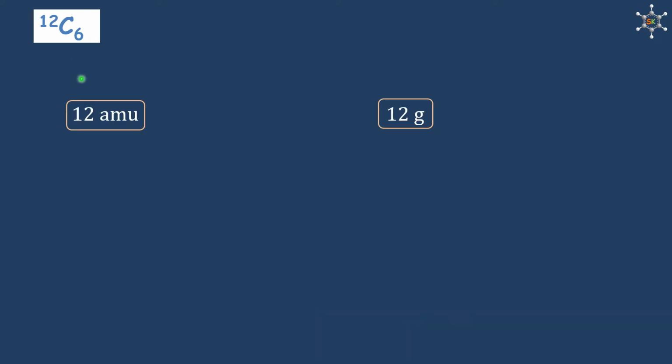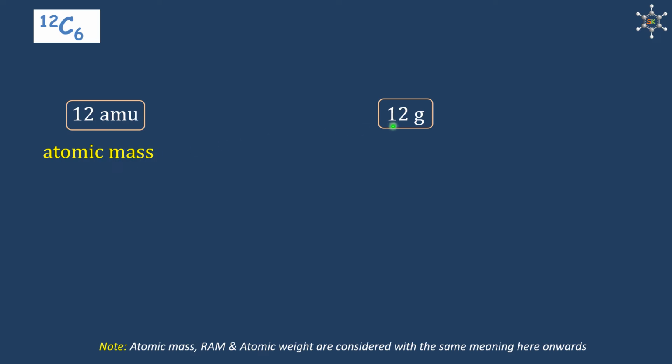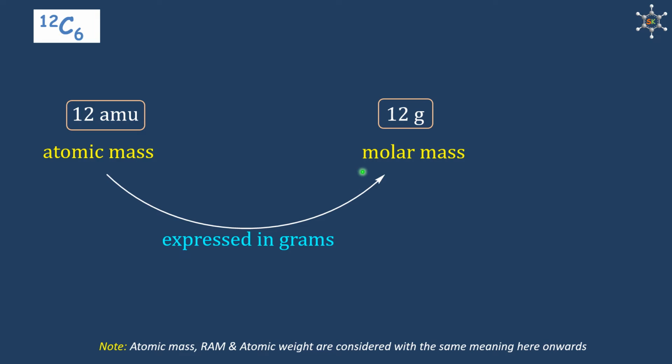For carbon-12, 12 AMU is the mass of one atom of carbon-12, that is atomic mass. 12 gram is the mass of 1 mole of carbon-12, that is molar mass. If we observe atomic mass and molar mass, they are numerically the same but have different units. So, atomic mass expressed in grams becomes molar mass. So, it is appropriate to call molar mass also gram atomic mass.